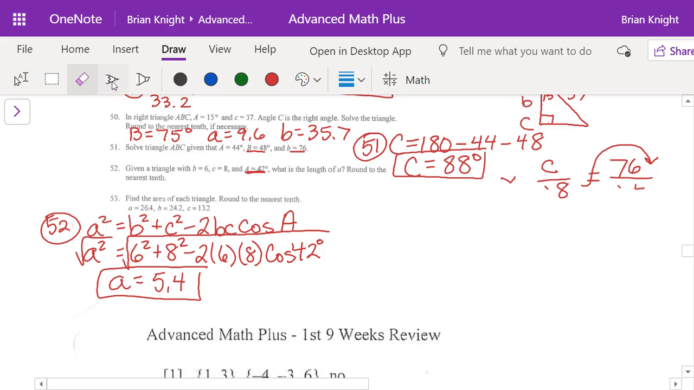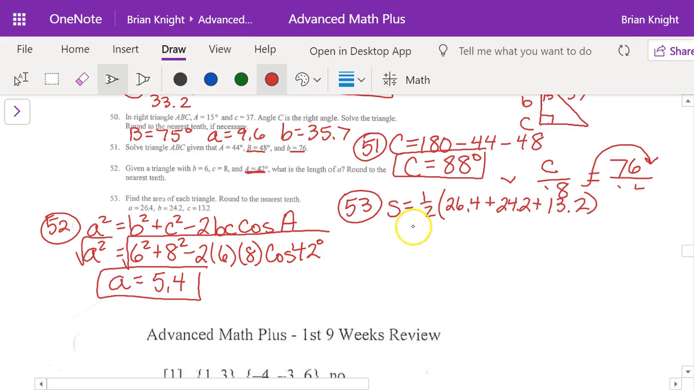So, let's see here if I can get my pencil back. Here we go. So, first we're going to find, this is 53, last one. First you find s, 1/2 the perimeter, so 1/2 of 26.4 plus 24.2 plus 13.2. Anybody got that answer? 31.9.